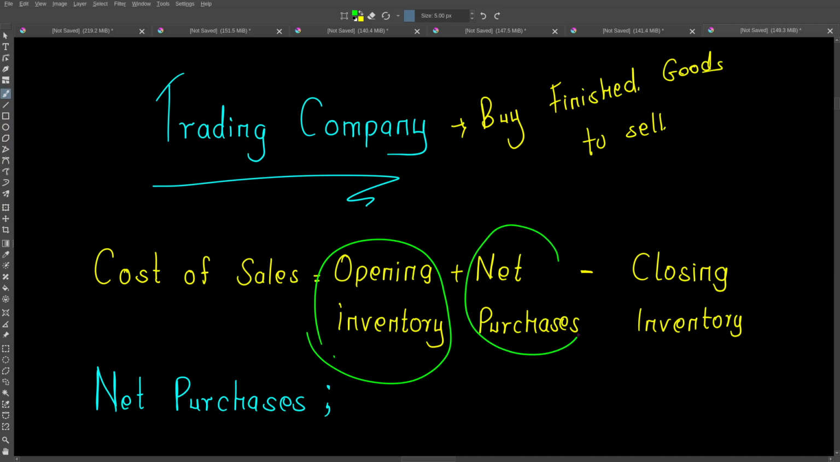We add the net purchases. We are going to look at what we mean by net purchases, and then we less the closing inventory. This is the inventory that is there at the end of the accounting period.